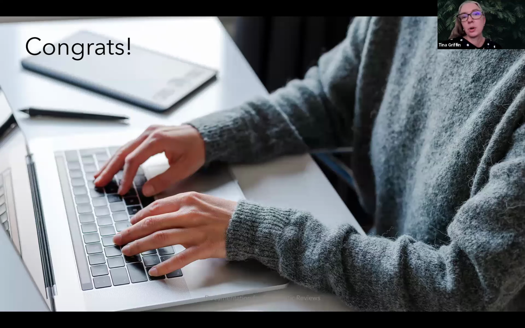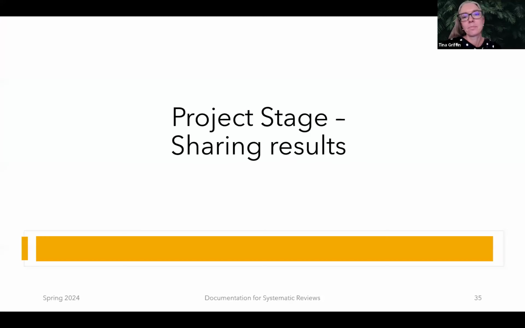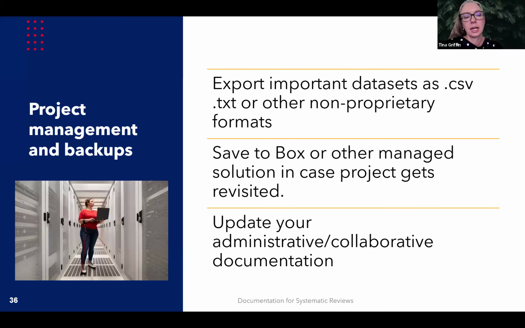And so congratulations. If you've gotten this far, you are now at the point where you can write your systematic review. You've got all of the documentation that you would need to write your paper and get that review out there. So at this point, all you need is to figure out, how do you preserve this project? How do you share your results?